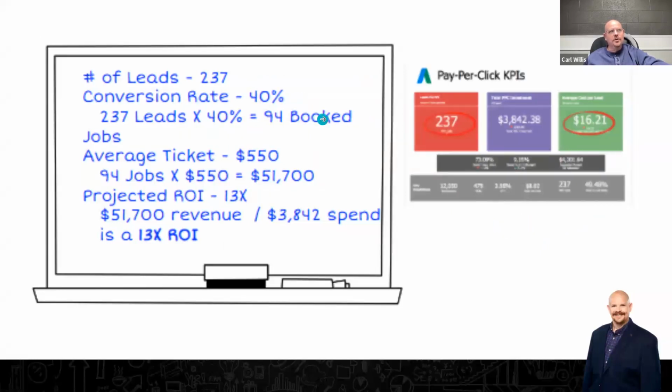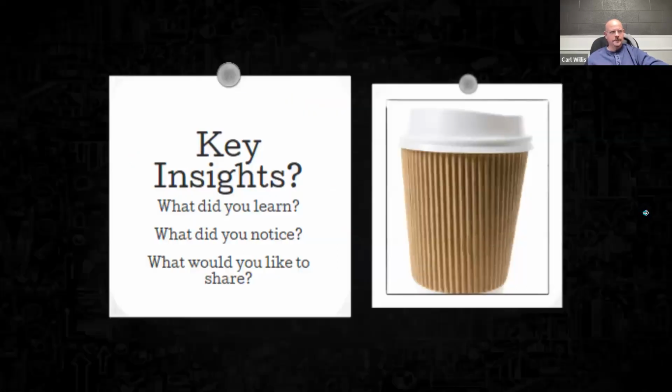237 total leads, conversion rate of 40%, 94 pieces of closed business with an average ticket of $550. So we bring it down a little bit, puts us at $51,700 in total revenue. And if we divide that by our ad spend, that's a 13x revenue return.